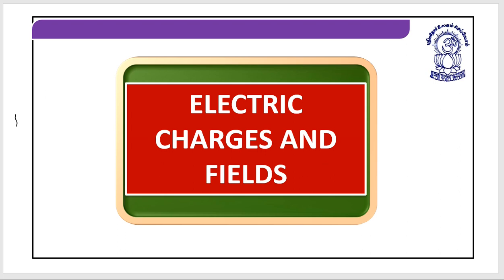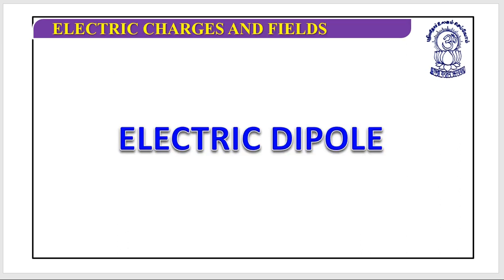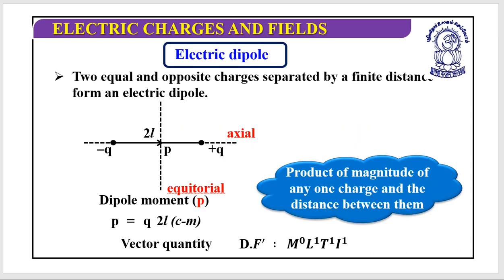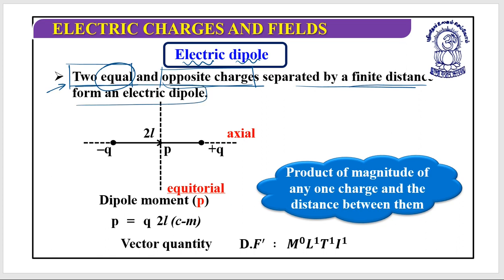Today we will discuss the electric dipole. So let's begin. What is a dipole? Electric dipole is a combination, an arrangement of two equal and opposite charges, separated by a finite distance. Our basic requirement is two charges having the same magnitude but opposite nature, and they must be separated by a finite distance. This construction can form an electric dipole.